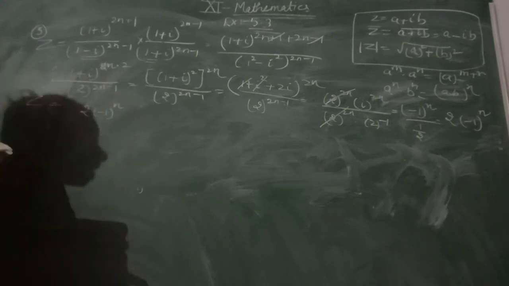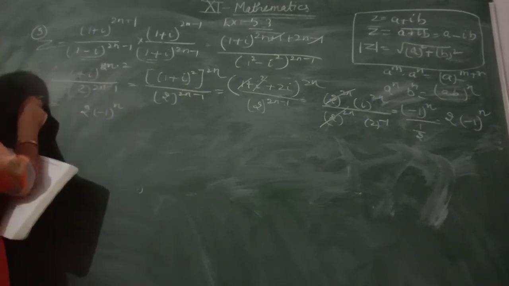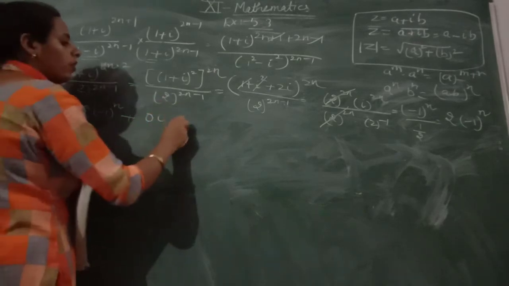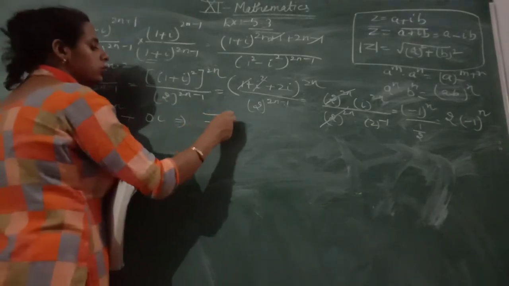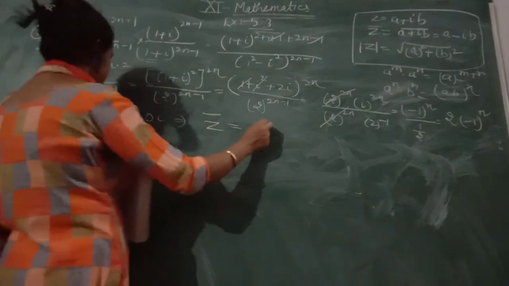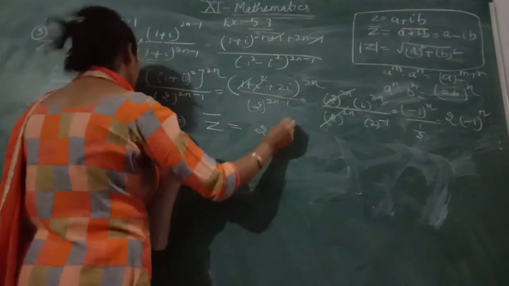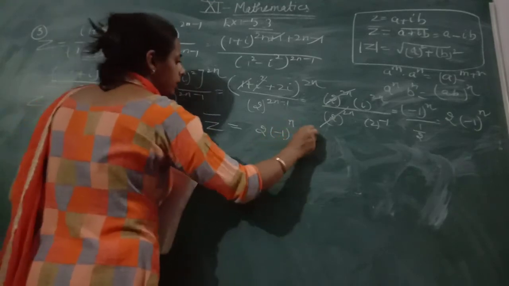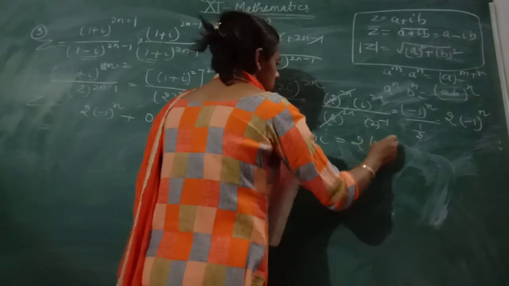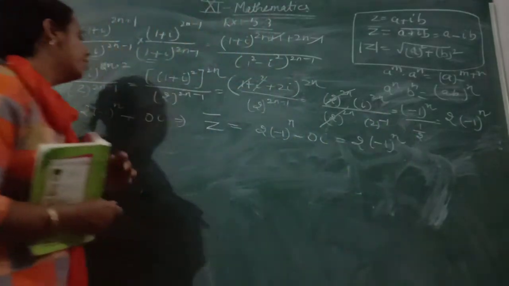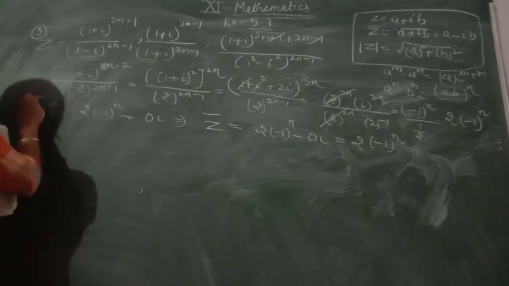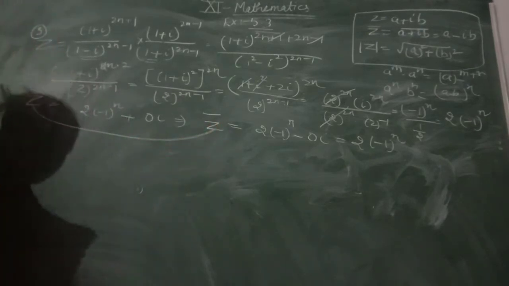There is no i here, so to make it a proper complex number, it is 2(-1)^n + 0i, and you have to find the conjugate of it. The conjugate of this will become the same, because there is a 0i, so minus 0i makes no difference. Your answer will be the same. In this question, z conjugate is equal to z. There is no difference between z and z conjugate.